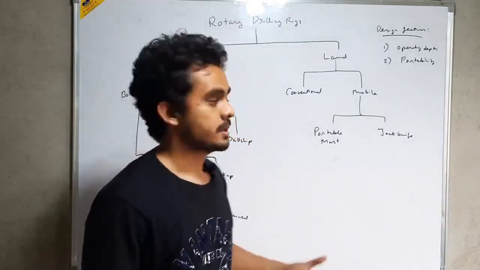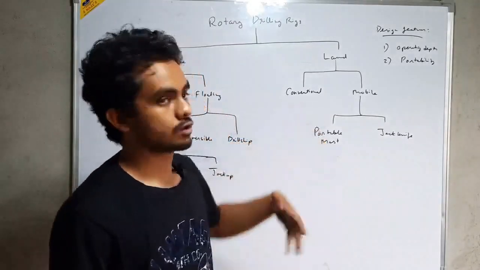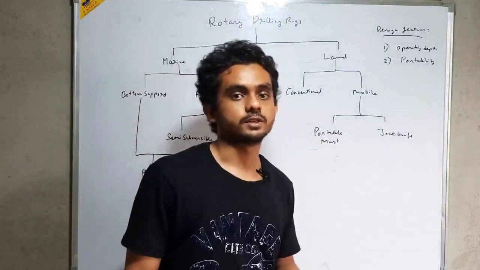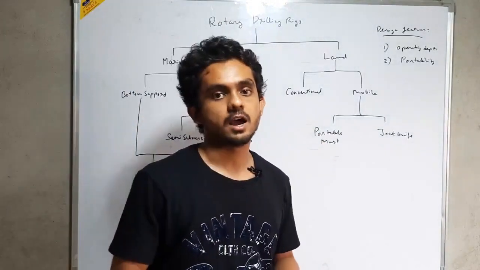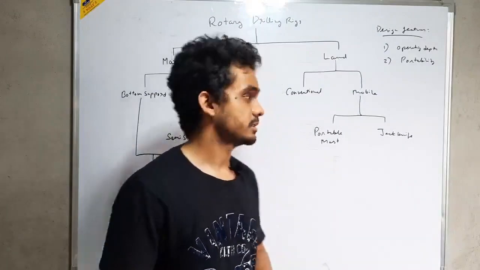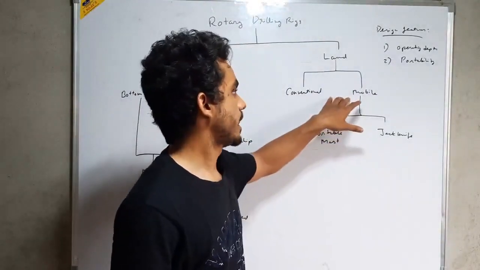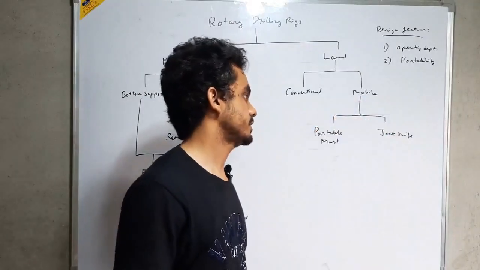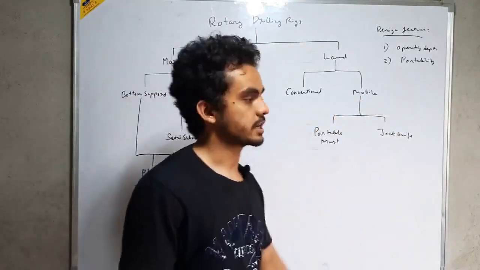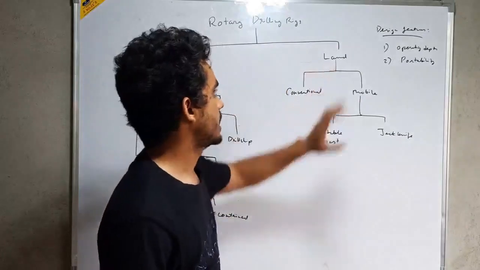But conventional rigs are more strong, and if we need to drill higher depths and high pressure and high temperature wells, then these are more preferable. But for a smaller project, we can use mobile drilling rigs containing portable mast and jackknife. So that was all about our land rigs.